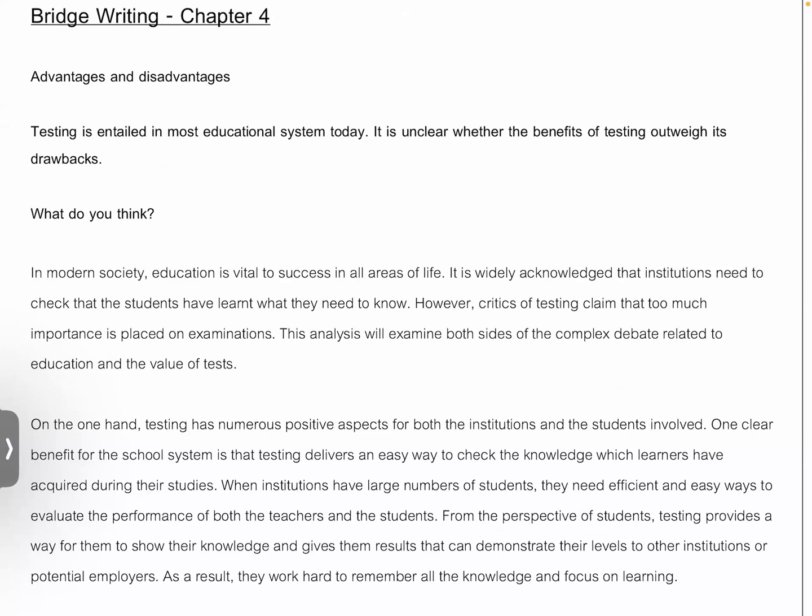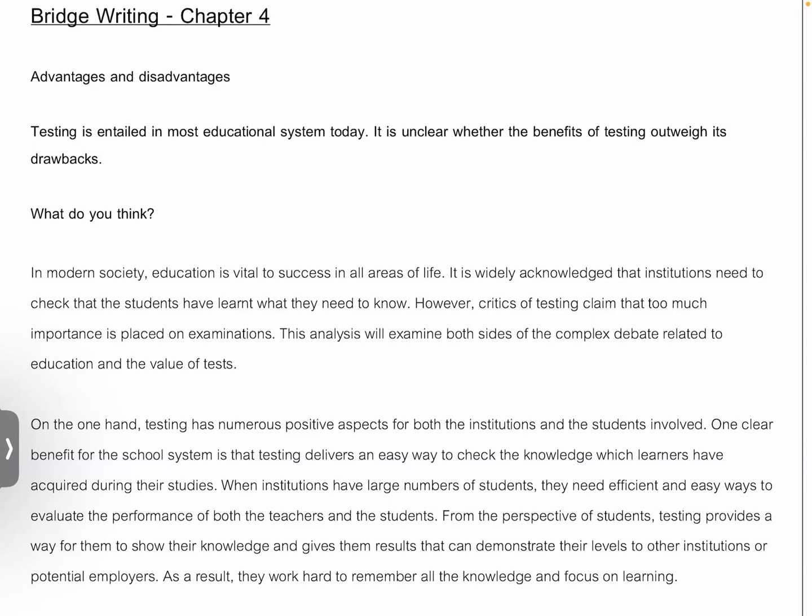All right. So basically, they want you to find out the benefits of testing and the drawbacks of testing, and say whether the benefits are greater than the drawbacks. And then in the end, you might have to make a decision whether testing is still necessary in the education system or not.